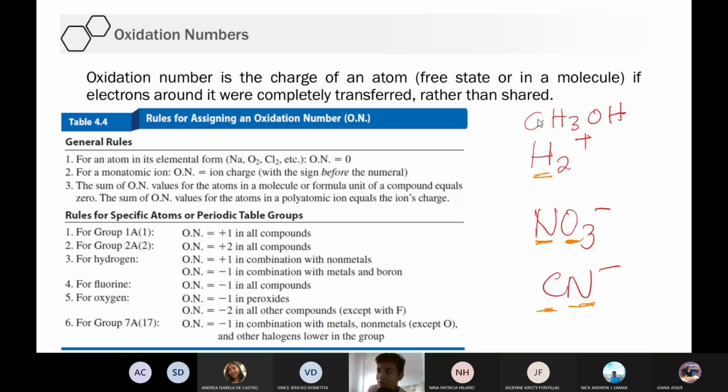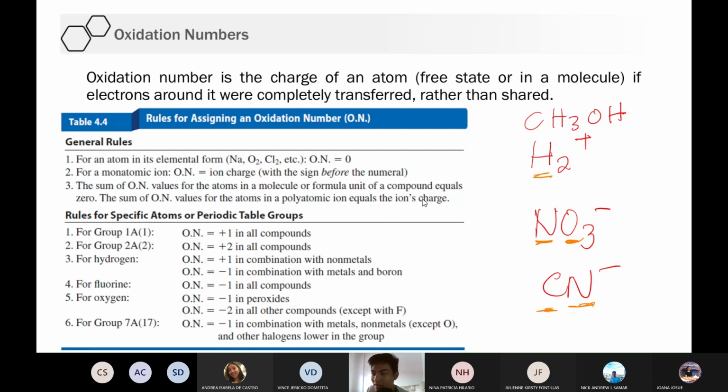If that's the case, you will follow rule number 3. Ano sabi dito? The sum of the oxidation number values for the atoms in a molecule or a formula unit of a compound equals 0. The sum of the oxidation number for the atoms in a polyatomic ion equals the charge of the ion.